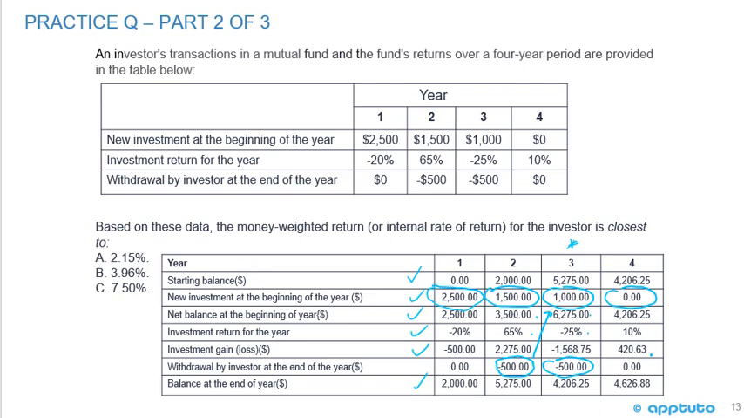10% return, 420.63. And the reason why we had to go through this whole table is this is the final cash flow that we need for our money weighted return, the 4626.88, which is our balance at the end of the cycle. So now on the next slide, we're going to bring up the calculator and just work through the IRR calculation on that.